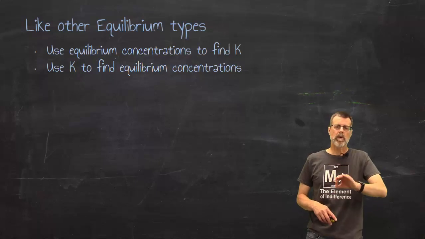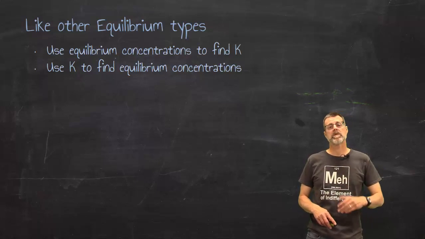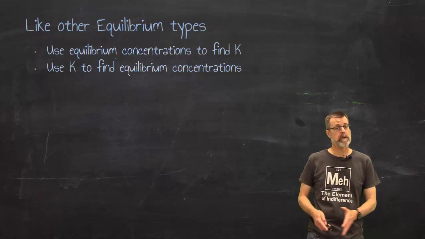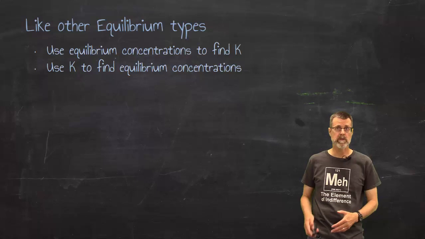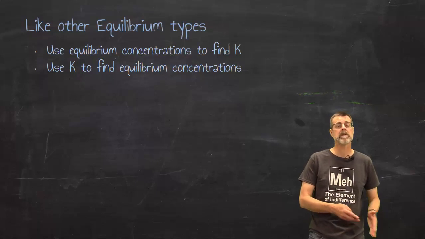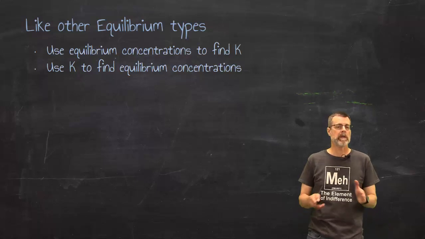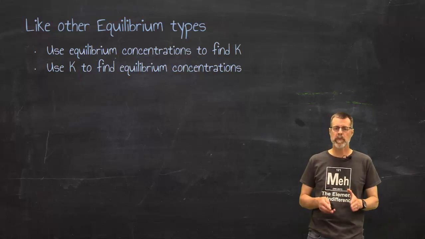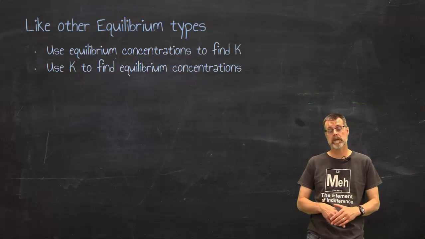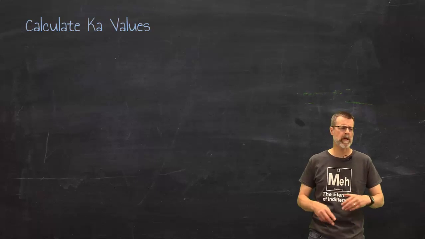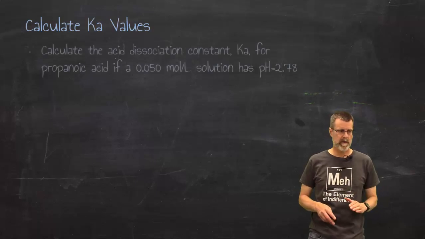And like all the other equilibrium type questions, there are two kinds of things we can do. We can use our equilibrium concentrations to figure out our value of K, the equilibrium constant, or we can use our equilibrium constant to figure out something about the concentrations. However, it is going to be a little bit different with acids, because we're focusing on pH. So we don't necessarily need all the concentrations, just one. Okay, so let's start with Ka values.